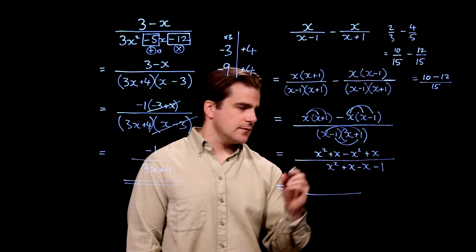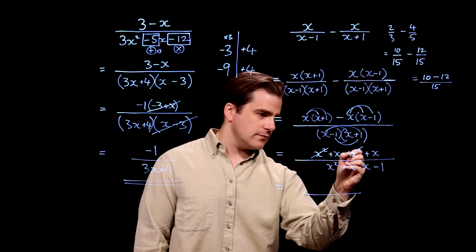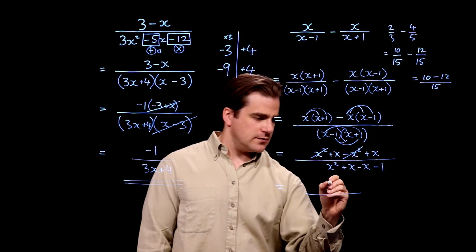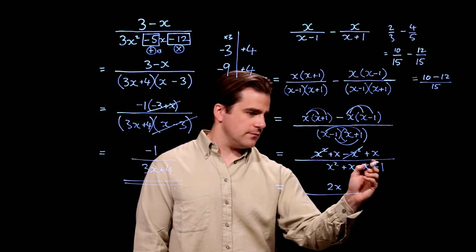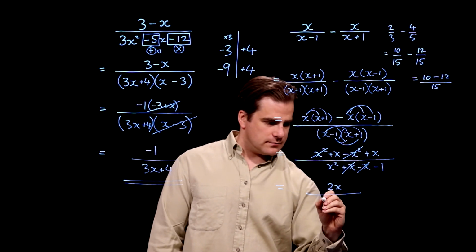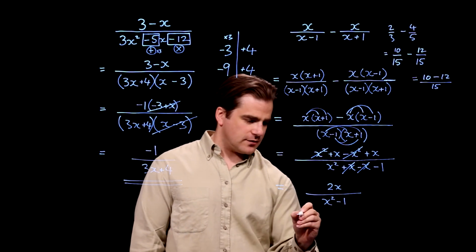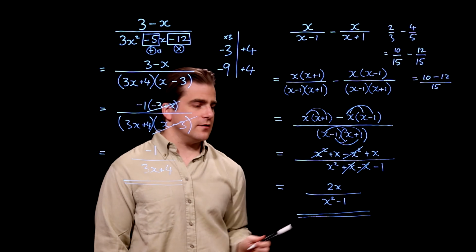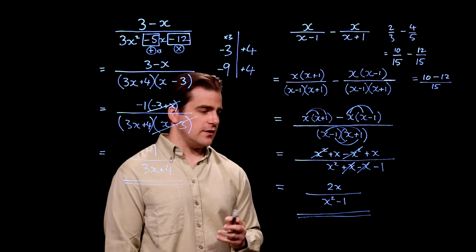Right. Well, let's look at the top. X squared minus x squared. Gone. Plus x plus x, 2x. Right, the bottom. Plus x minus x. Gone. Leaving us x squared minus 1. That's it. That's as far as we can go. That is this thing written in its simplest form as a single fraction. 2x over x squared minus 1.